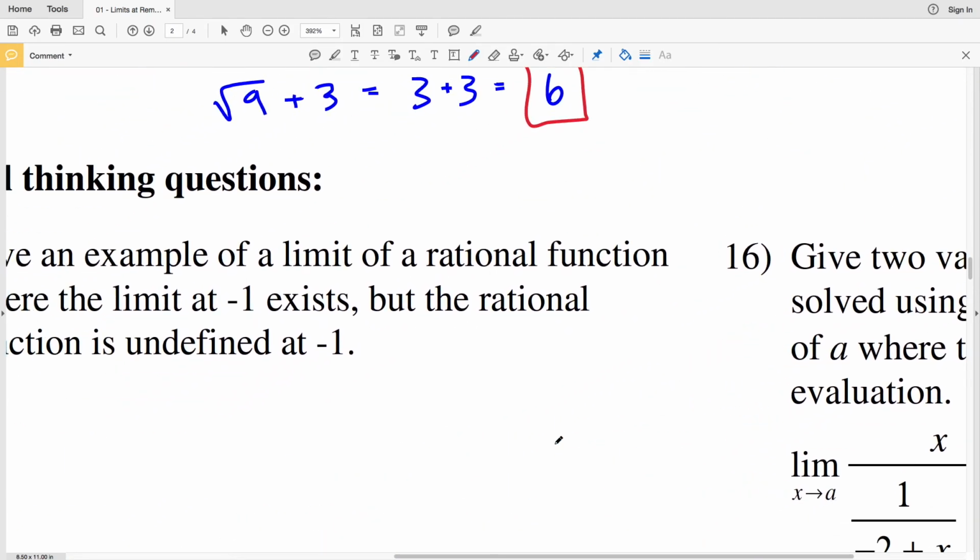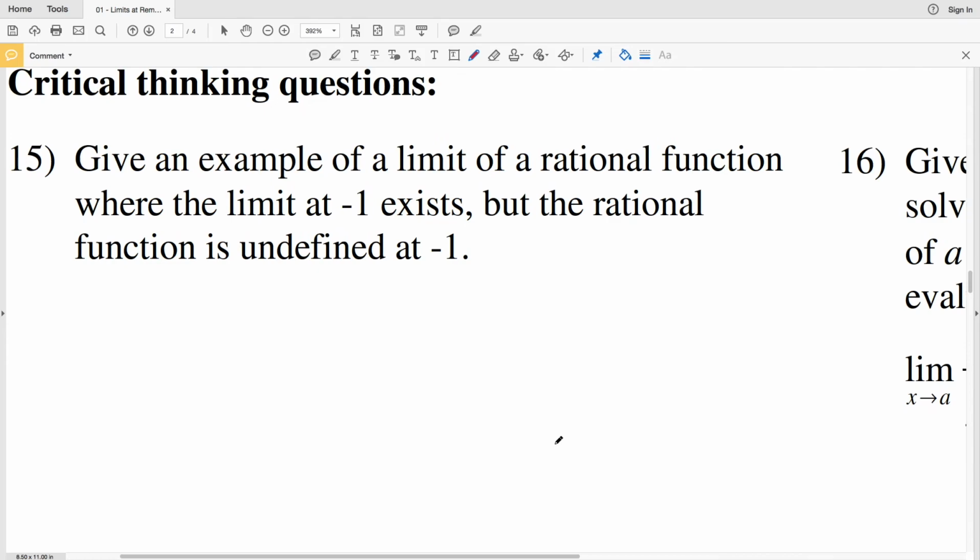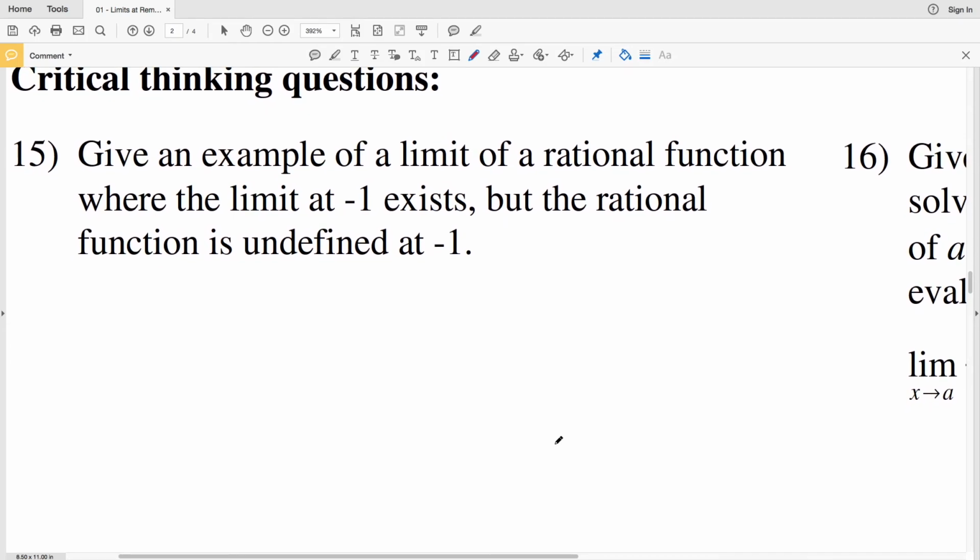Now on to our critical thinking questions. It says to give an example of a limit of a rational function where the limit at negative 1 exists, but the rational function is undefined at negative 1. So essentially, we want something where the denominator equals 0 when x is negative 1. So when x equals negative 1, x plus what value equals 0? And that's going to be a positive 1. So my denominator is going to be x plus 1.